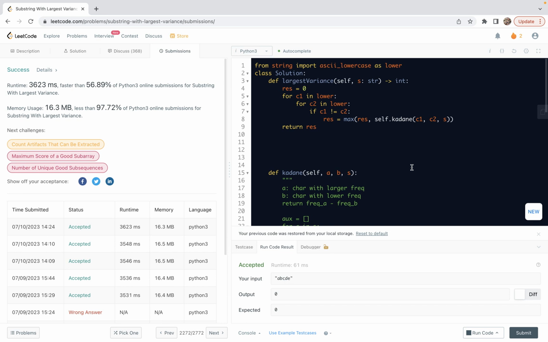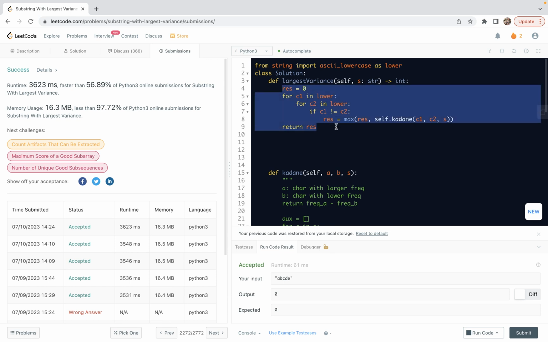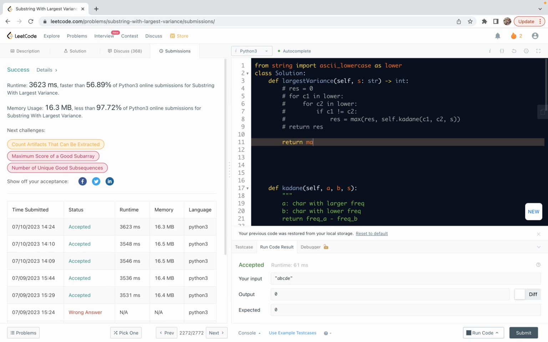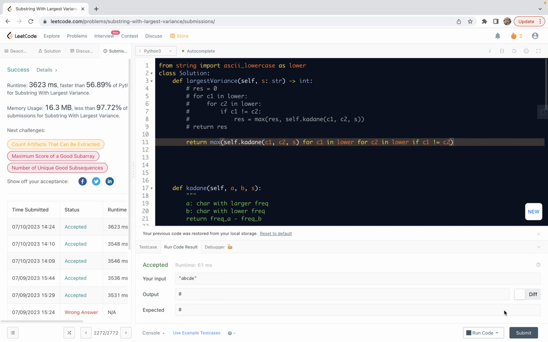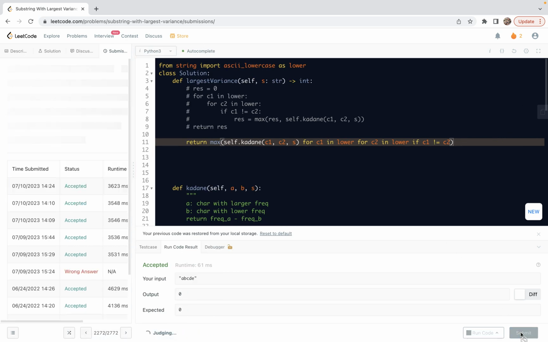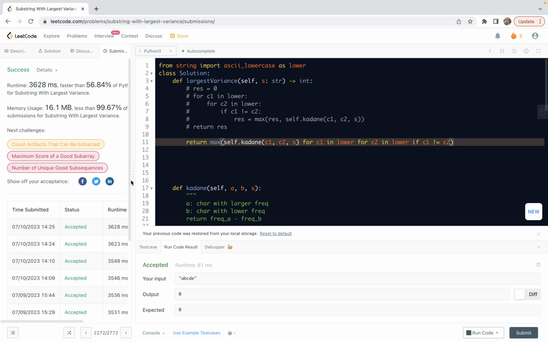Now let's restore what we want to return. Let's write it in a shorter fashion using a list comprehension. We're going to return max of self Kadane of C1, C2, S for C1 in lower, for C2 in lower, if C1 does not equal C2. In other words, we can write it as just one line. Now let's do the submit. Yeah, it passes all the cases.